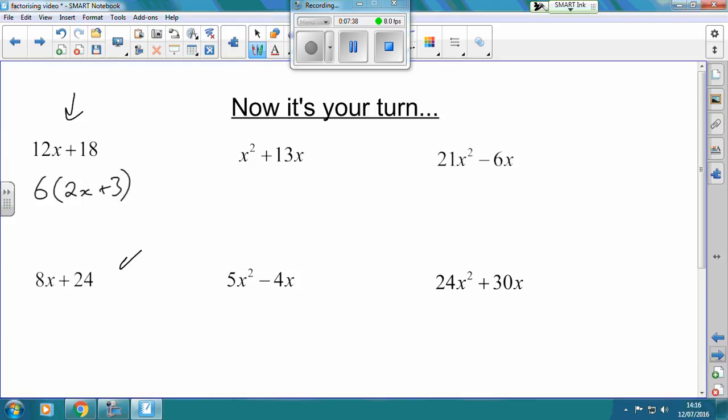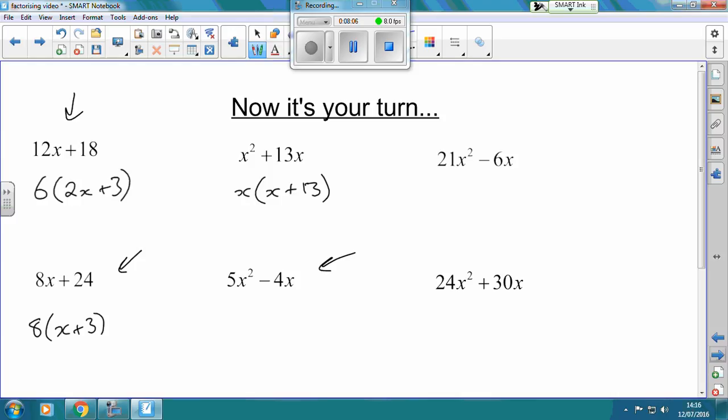Okay, the next one, the biggest number that goes into 8 and 24 is 8. So we're going to take 8 outside the brackets. It's going to be x plus 3, because 8 times x is 8x, 8 times 3 is 24. Okay, next one. There's no number that goes into both of them, but there is a letter x. So I'm going to take the x outside. So x times x is x squared. x times 13 is going to be 13x. So it's going to be x bracket x plus 13.